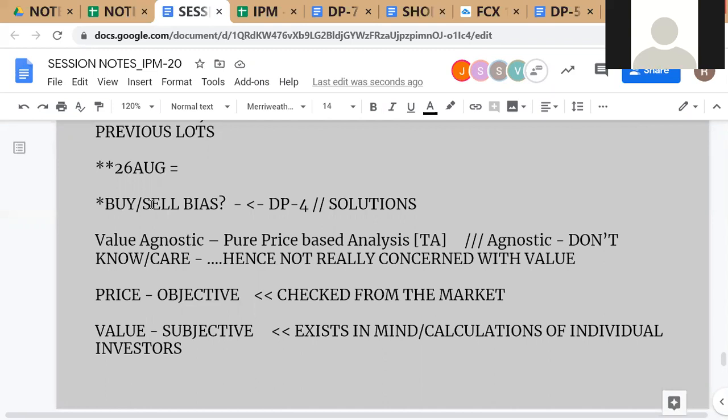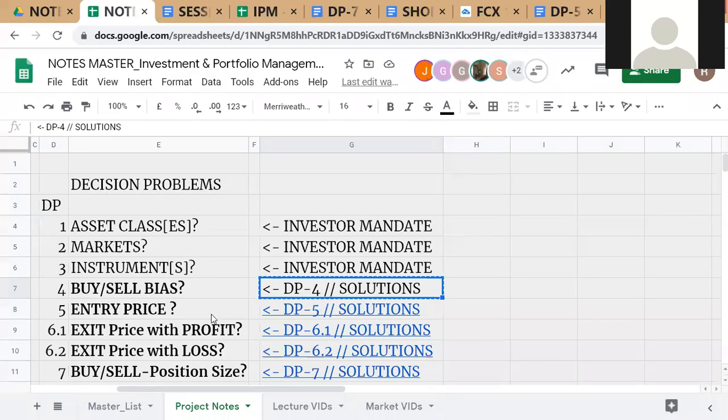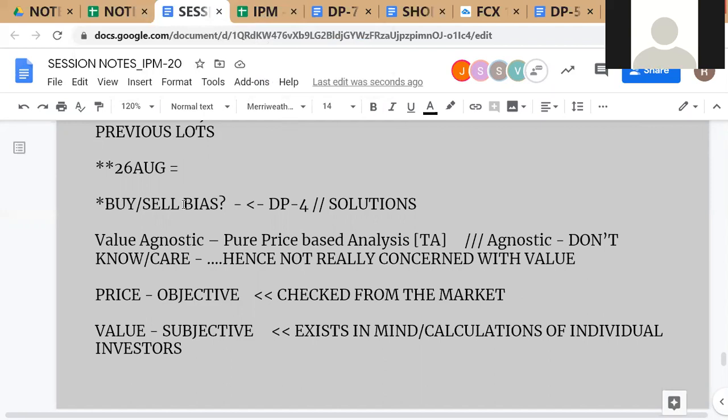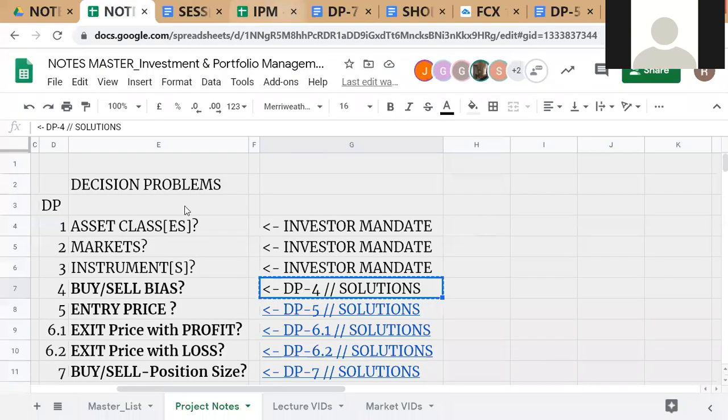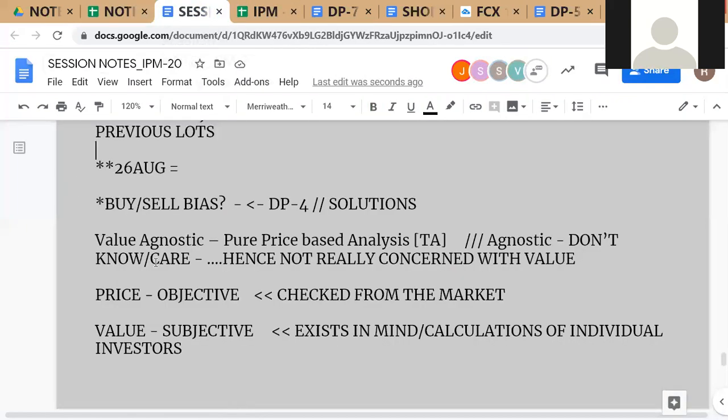We're not talking about immediately buying or selling, because that would mean that the next one, the DP5, is always solved by using market orders, which is not strictly speaking the case. So therefore we write it as bias. To avoid saying bias every time, I'll just say buy sell. So what is happening in this value versus price? How do we use it to solve the buy sell problem?